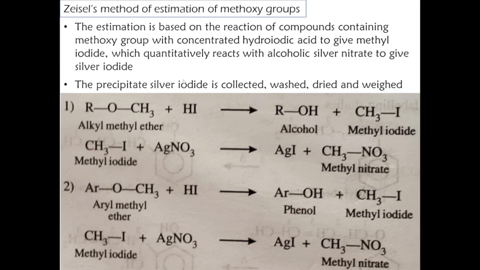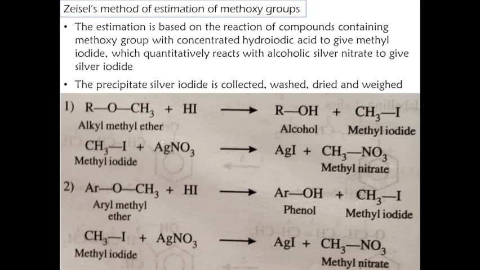So when we react an ether that contains a CH3O methoxy group with concentrated hydriodic acid, we get alcohol and methyl iodide. And this methyl iodide further reacts in the presence of silver nitrate, so it will give silver iodide and methyl nitrate. And this precipitated silver iodide will be collected, washed, dried and weighed. From the weight of silver iodide formed in the reaction, we can calculate the number of CH3O or methoxy groups.